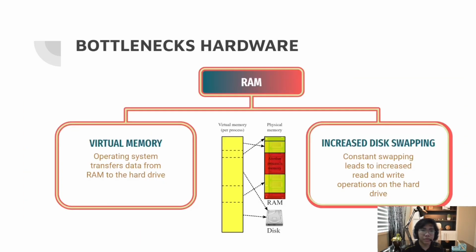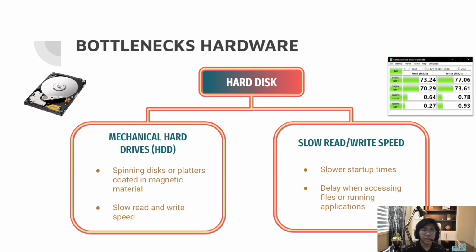Consider if you use 4GB of RAM in these scenarios. What will happen to the virtual memory? When the hard disk is slower than RAM, it will cause slower performance and increase disk swapping. This constant swapping leads to increased read and write operations on the hard drive, which is a slower storage medium compared to the RAM. As a result, the system experiences delay and reduced performance as it waits for data to be transferred between RAM and the hard drive.